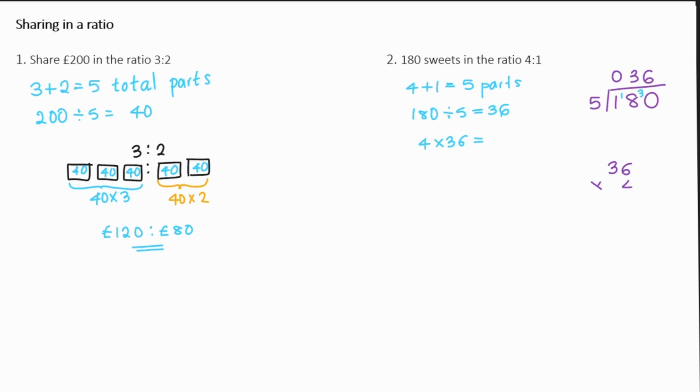We could put this into column method. 6 times 4 is 24. And 3 times 4 is 12 plus the 2 gives us 14. So this is 144. And the second number in our ratio is 1. So we do 1 multiplied by 36, which is just 36. So to write this in our given ratio, because our 4 is first, we write the 4 parts first, which is represented by 144. And the 1 part is represented by 36. So 180 sweets shared in the ratio 4 to 1 is 144 to 36.